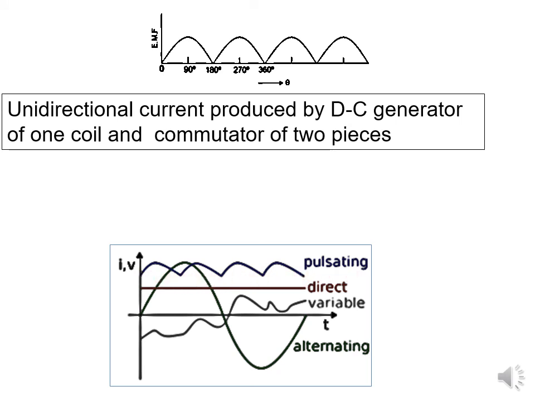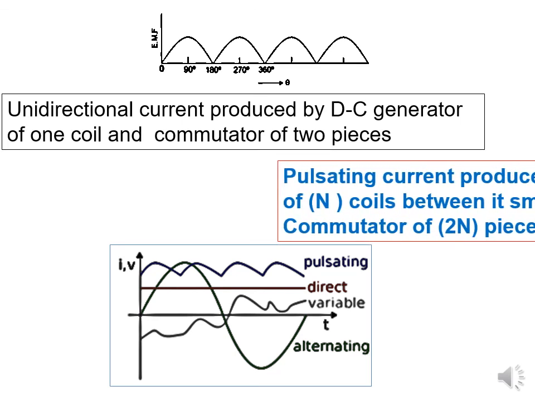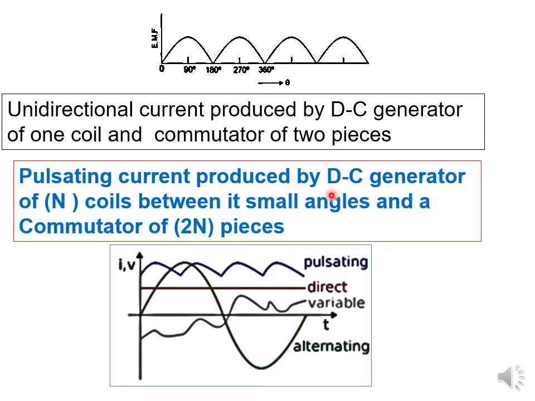This blasting current is produced by direct current generator of n coils, number of coils. To produce that current, we have number of coils n between its small angles and the commutator of 2n pieces, because each coil needs two pieces of commutator to connect its ends.